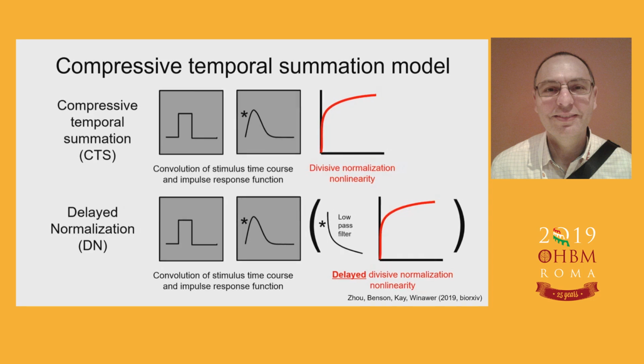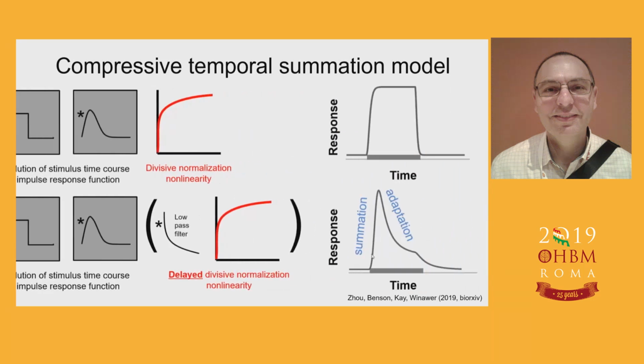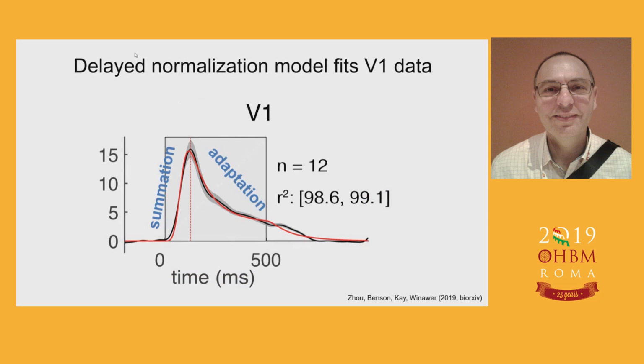And as a result of that, you get a different kind of predicted output. The early response reflects the linear filter summing, and then once the normalization or nonlinearity kicks in, the response goes down. And that matches the ECOG data pretty well. You can see here that they look very similar, but in red is the model, and in black is the data, and that's an average of 12 V1 electrodes from about 3 different ECOG subjects.